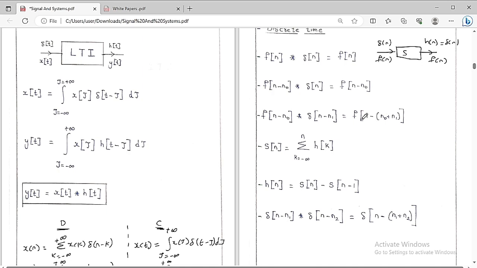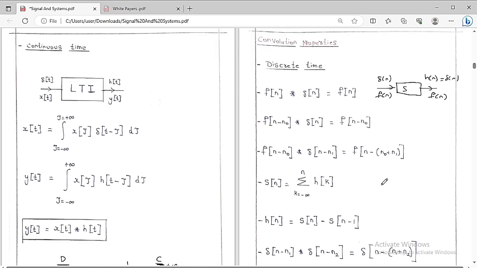So this is what I am trying to tell you. f of n minus n naught convolution delta of n minus n1 is equal to f of n minus of n naught plus n1. So take the minus common and add these two things. Always try to write in the standard format, then we can make things very simple. So f of n minus n naught convolution delta of n minus n1 is equal to f of n minus of n naught plus n1.